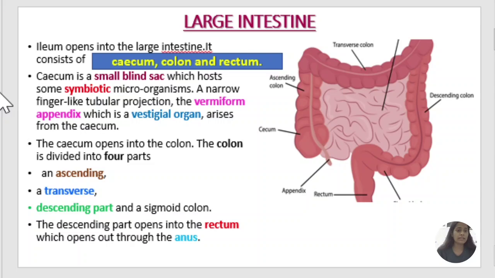And a narrow finger-like tubular projection, the vermiform appendix, which is a vestigial organ, arises from the cecum. The cecum opens into the colon. The colon is divided into 4 parts. So in the image you can see the first part is an ascending one, then a transverse colon, and then a descending part and a sigmoid colon. The descending part opens into the rectum, which opens out through the anus.